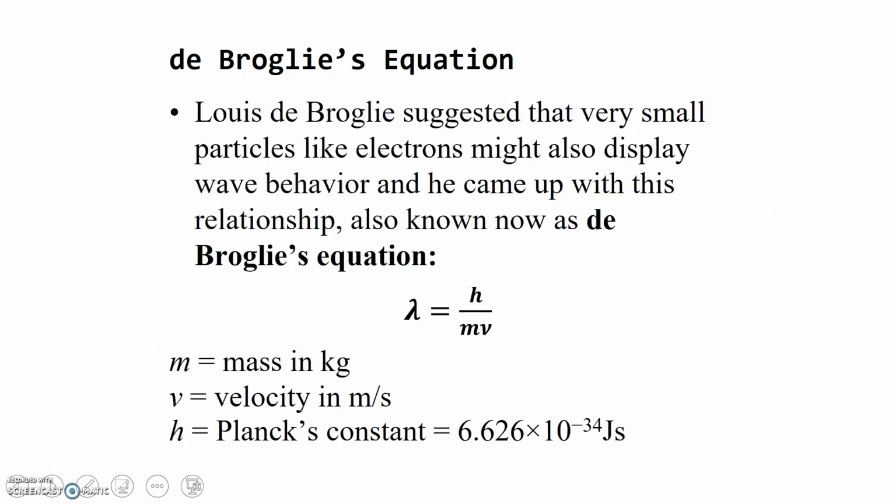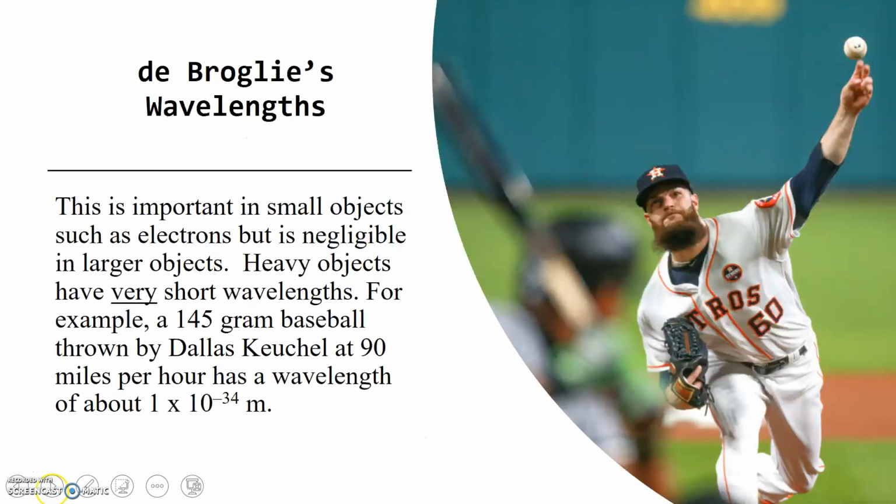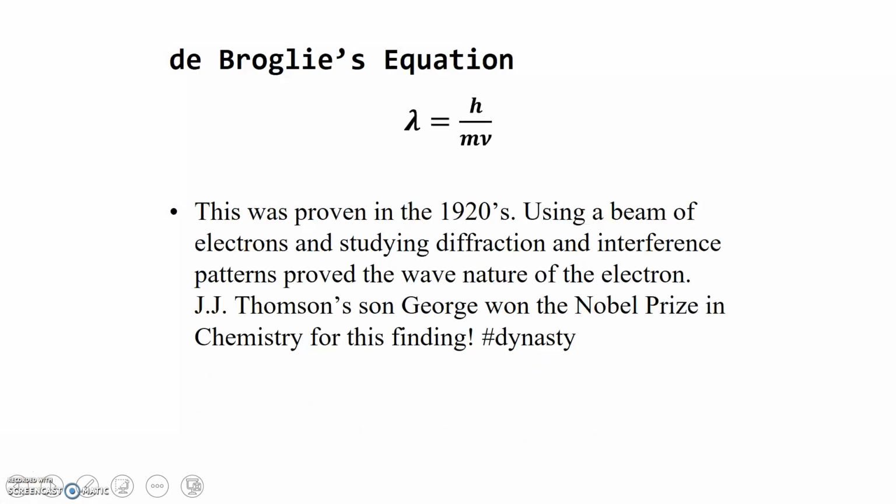de Broglie's equation suggests that very small particles like electrons might also display wave behavior, and he came up with the relationship known as the de Broglie equation. Wavelength is equal to Planck's constant divided by mass times velocity of the electron particle's motion. We can apply de Broglie's equation, and it was proven in the 1920s using a beam of electrons, studying diffraction and interference patterns, and found that electrons behaved a lot like light.